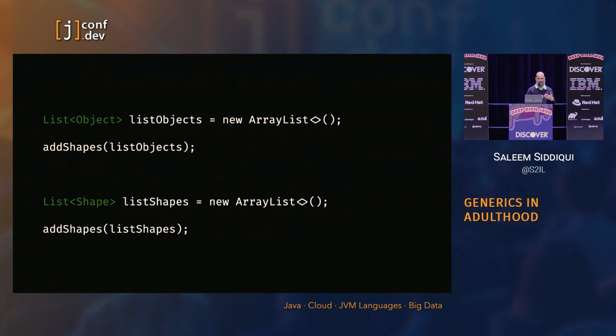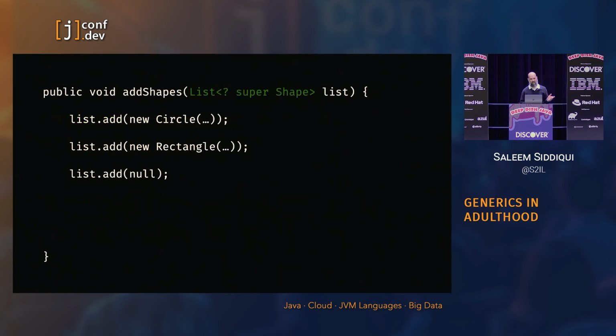That's my need. In the second case, I have a list of shapes, and I want to use the same method to add shapes to that list of shapes. Also a legitimate request. Probably the second one is prima facie more legitimate. But they're both legitimate. So how should the add shapes method be written to allow for both of these? So here's where we use the super keyword. So add shapes can be written like this.